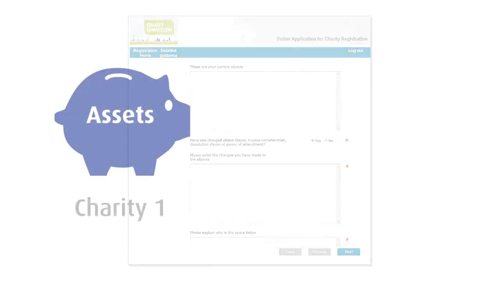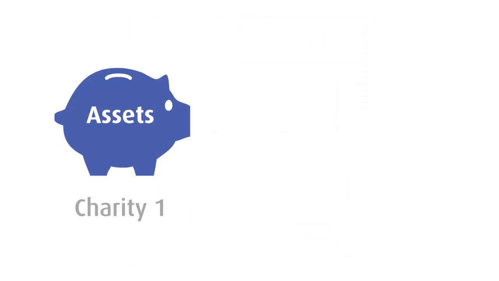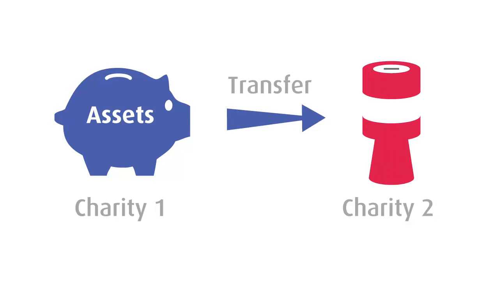Tell us about any assets that will transfer and how. Tell us which assets will transfer, the powers you have to do this, and any approvals you've had to get. This is particularly important for permanent endowment, an asset with conditions on how it can be used.